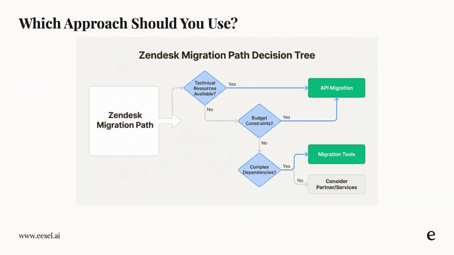Use the API method if your team has developers available, you need full control, or you want to avoid service fees. Choose a migration tool if your team has no API experience, you are migrating much more than just triggers, or the time savings justify the cost.